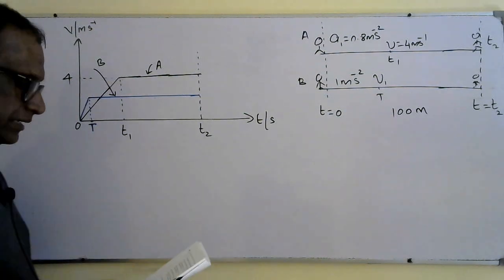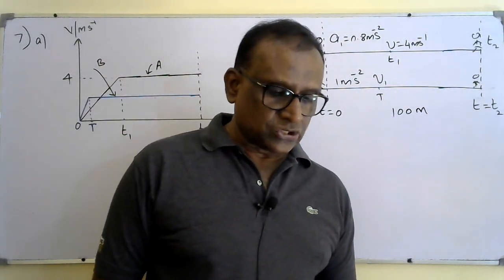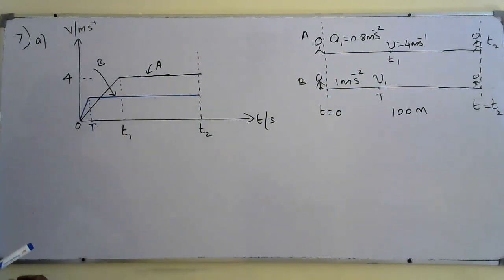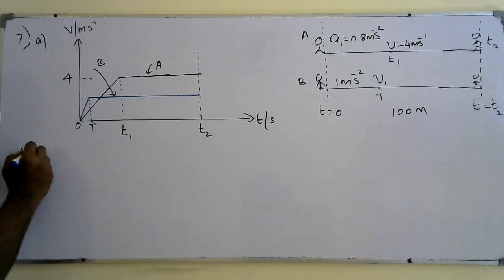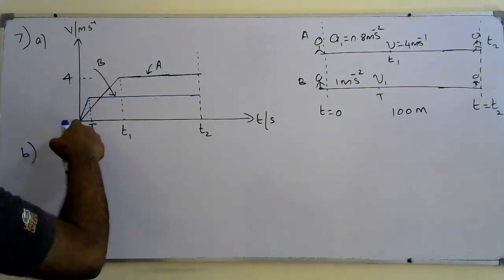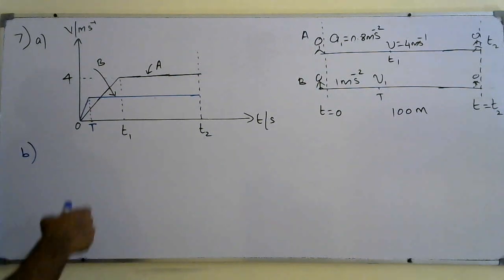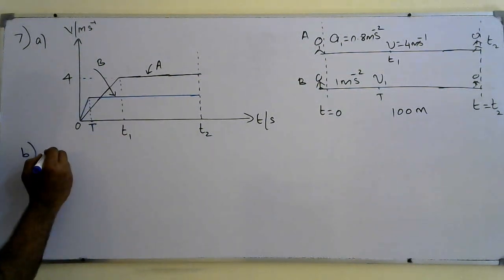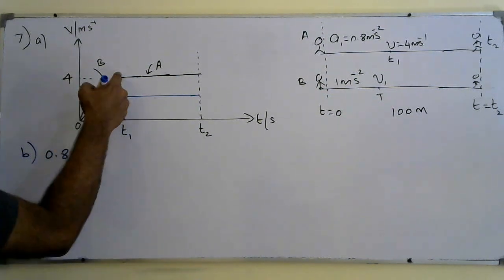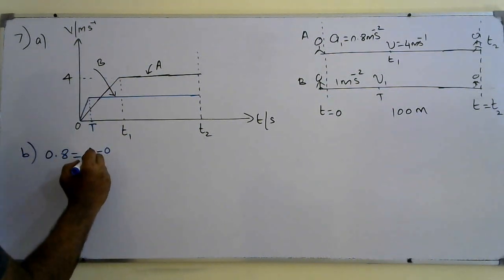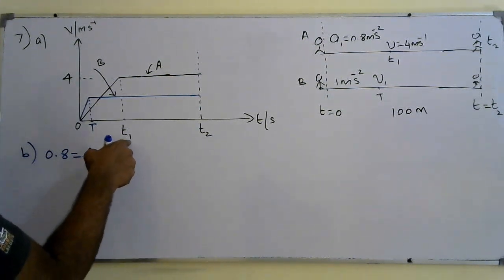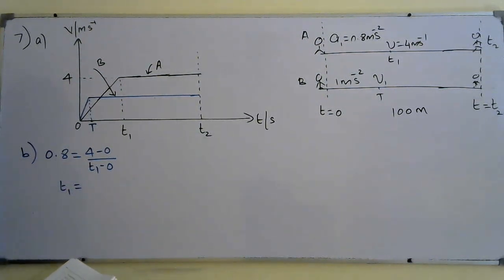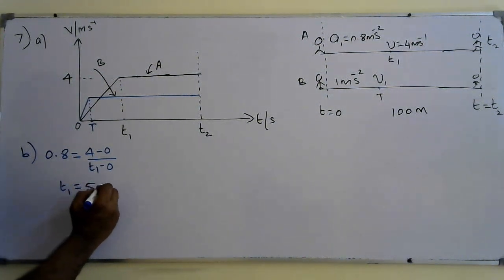Okay, second part: find the time taken by Ajaz to complete the race. Ajaz and Beth are both traveling for the same time, but the question is about Ajaz, so I need to find it from this graph. I know the gradient, that is 0.8. So gradient 0.8 is equal to 4 minus 0 over time t1, t1 minus 0. So t1 will be equal to 5 seconds.